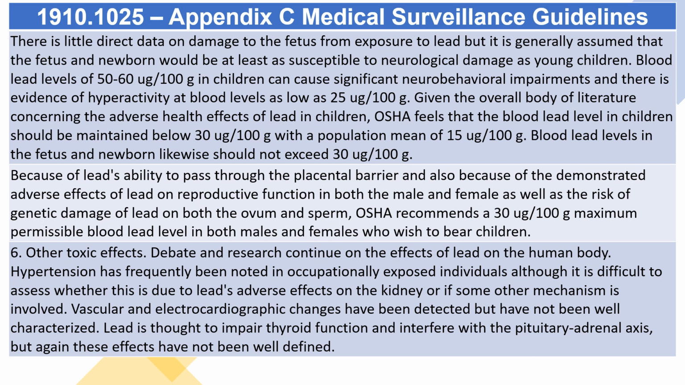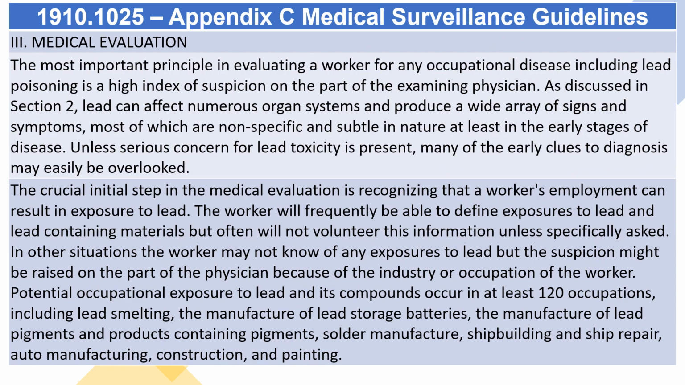6. Other toxic effects. Debate and research continue on the effects of lead on the human body. Hypertension has frequently been noted in occupationally exposed individuals, although it is difficult to assess whether this is due to lead's adverse effects on the kidney or if some other mechanism is involved. Vascular and electrocardiographic changes have been detected but have not been well characterized. Lead is thought to impair thyroid function and interfere with the pituitary adrenal axis, but again these effects have not been well defined.